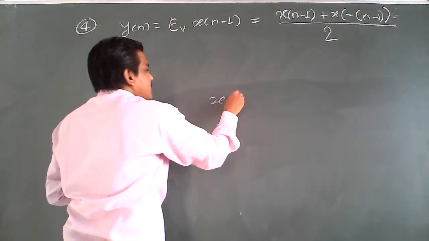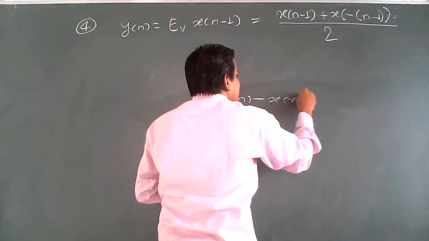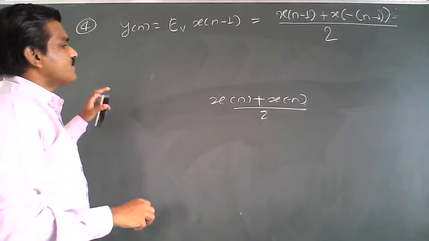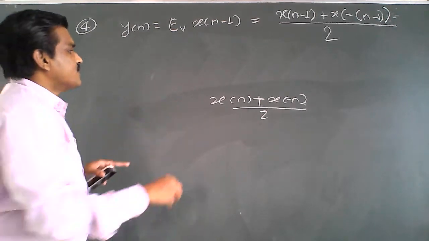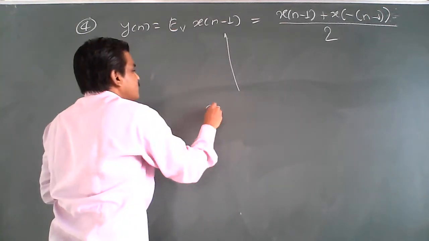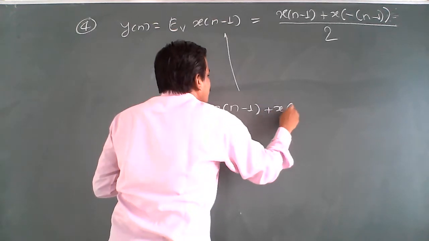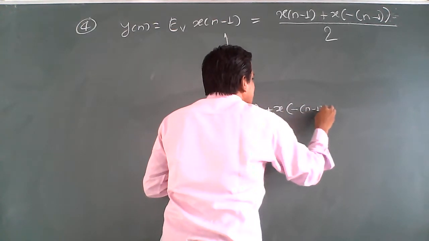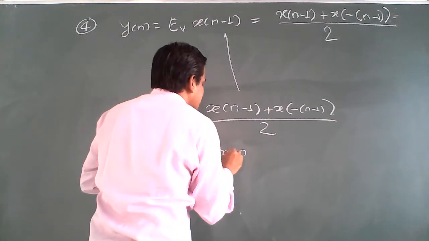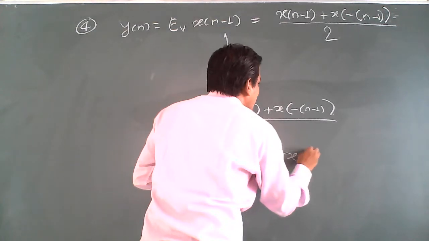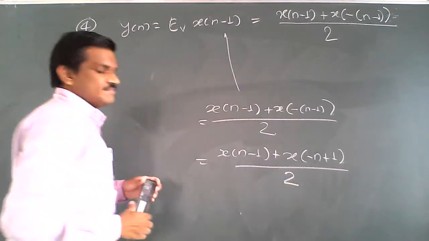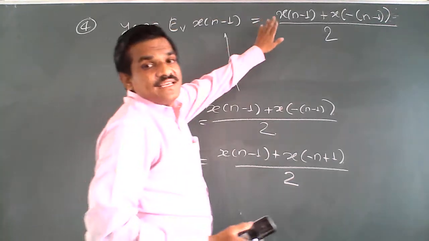So x of n plus x of minus n divided by 2. This is the definition of the even function. Now put n equals n minus 1 here. So what I have written is x of n minus 1 plus x of minus (n minus 1) divided by 2. If you want to simplify, you can write it as x of n minus 1 plus x of minus n plus 1 divided by 2. This is what I have written here. Same thing.